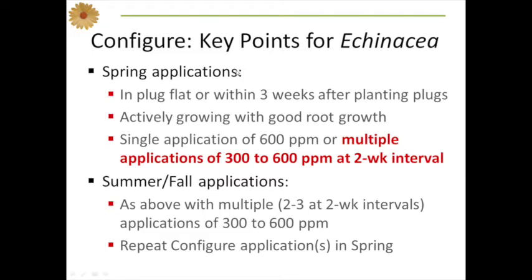So just a summary of a few key points for echinacea. If you're doing spring plantings and spring applications, make your first treatment in the plug flat or within 3 weeks after planting those plugs. The plant should be actively growing with good root growth, and we recommend a single application of 600 parts per million, or you can do multiple applications of 300 or 600. We have not seen any phyto with 600 parts per million if you keep this 2-week interval. So make sure you give a 2-week interval even if you're using the lower application rates.